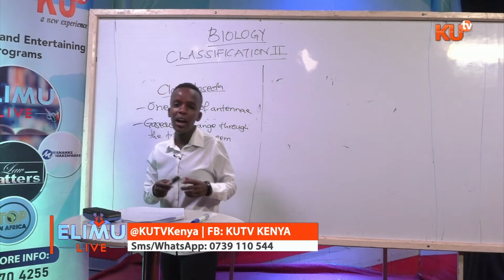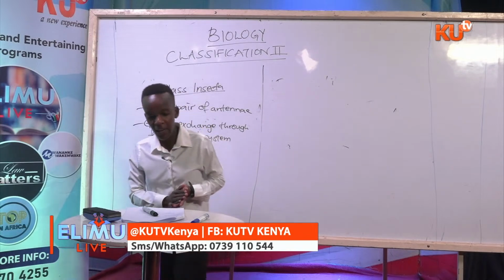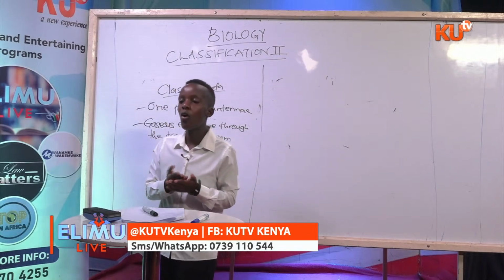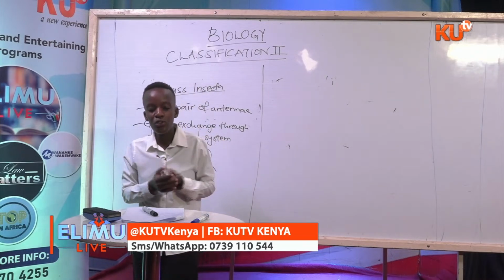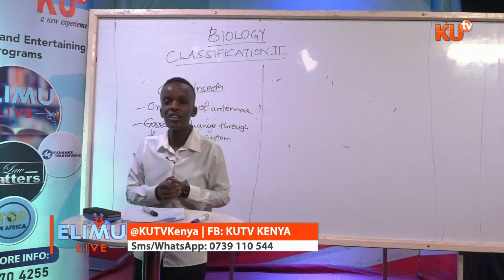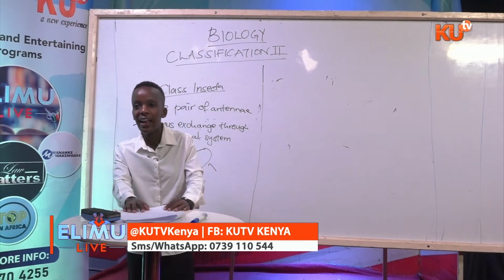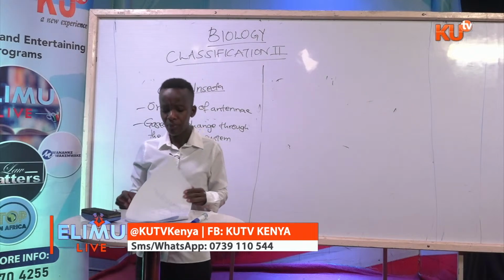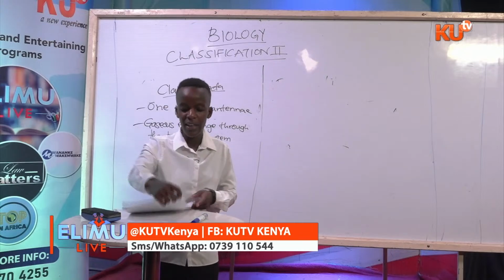Now, for class Insecta, what we say is 3 body parts, 3 pairs of legs, 1 or 2 pairs of wings, and they usually experience gaseous exchange through the tracheal system. Learners, we are going to look at these classes once more and summarize them.